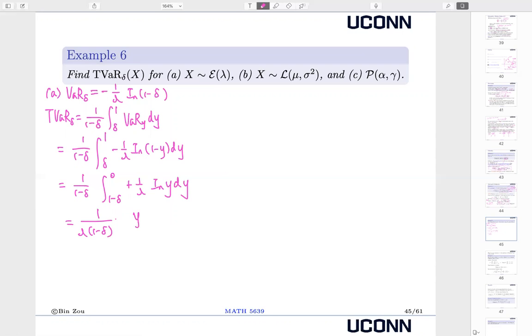So this will be y log of y minus 1. By the way, you do need to apply integration by parts to get this result. But I assume that's not an issue by now, right? So put everything in. You will get negative 1 over lambda times log of 1 minus delta plus 1 over gamma. Okay, what is this? This is your y.